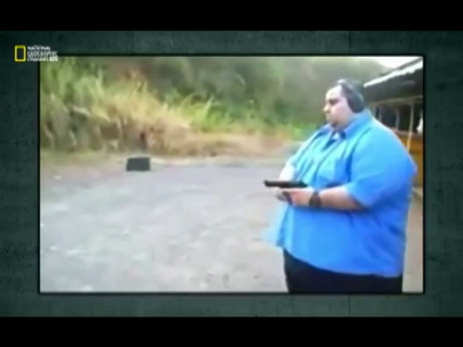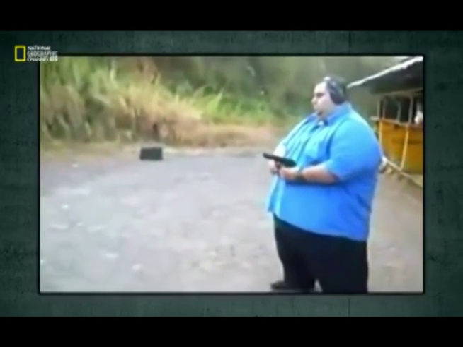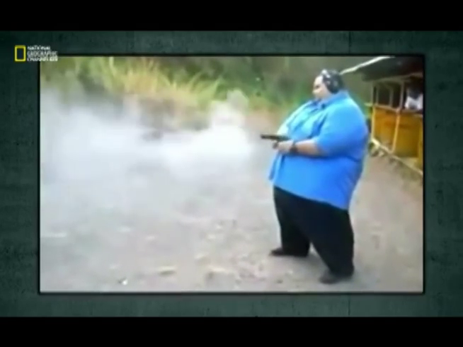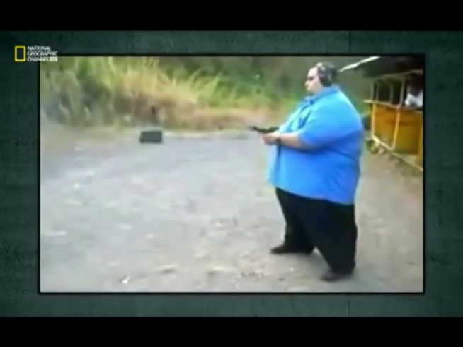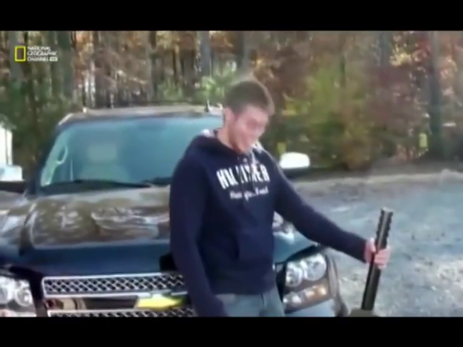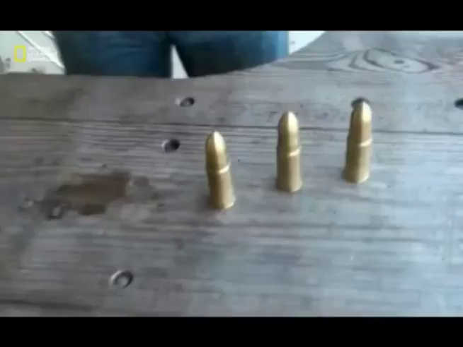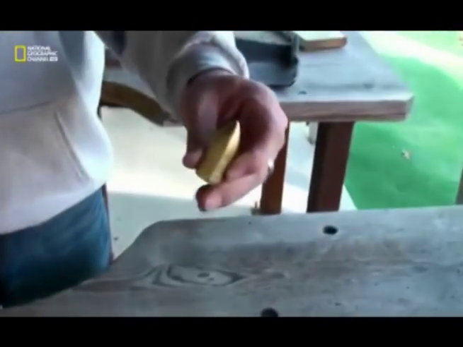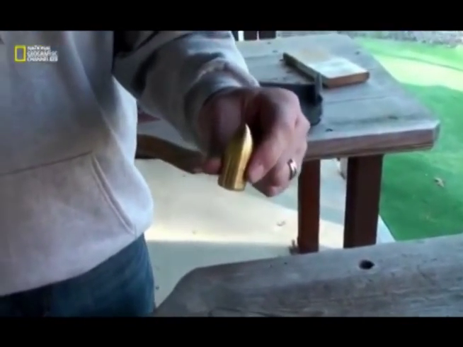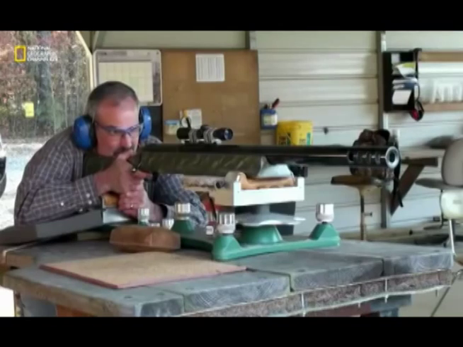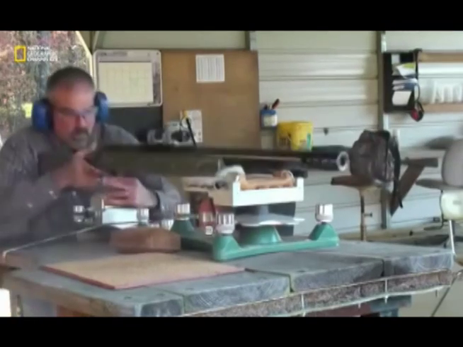So we need to counter the force of the recoil with an equal and opposite force. The gun doesn't stand a chance. This is the largest caliber centerfire rifle ever made. The caliber is nearly 1 inch. This rifle's gonna help us remember those rules.